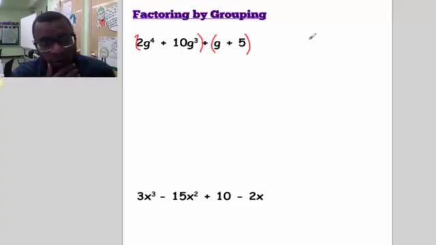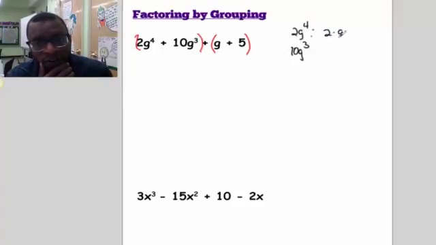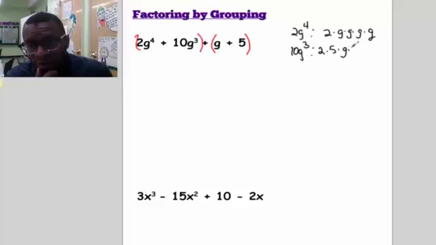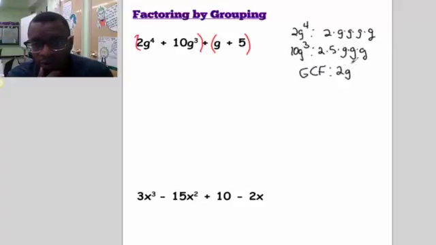So for example, in the first one, we want to find the greatest common factor between 2g to the 4th and 10g cubed. Here we have 2 times g times g times g times g. And after a while, you won't have to do this. You can just do it in your head and find the greatest common factor. And here we have 2 times 5 times g times g times g. So our greatest common factor here is going to be 2g cubed.